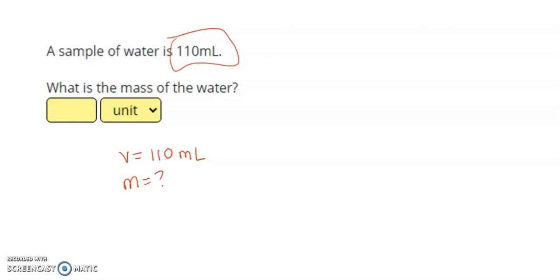Something you can remember all through chemistry class is the density of water. The density of water is equal to 1 gram per milliliter. Now you can just look at this problem and see that for every 1 gram, there's 1 milliliter. So for 110 milliliters, you'd have 110 grams. But you can also solve this using algebra. So you can use D equals M over V, plug it in and solve it that way too.